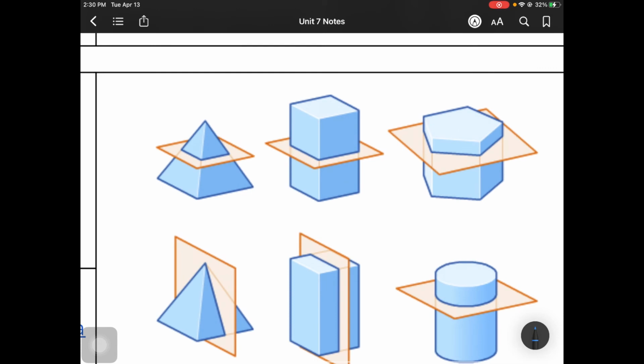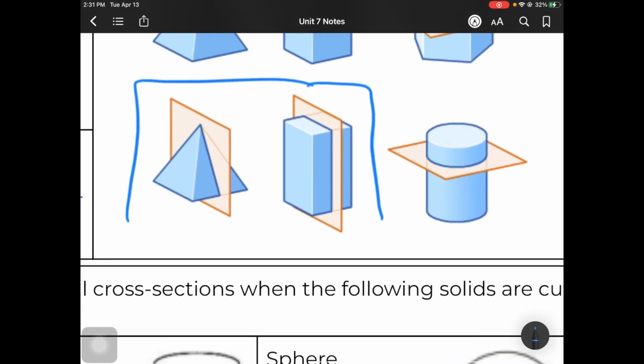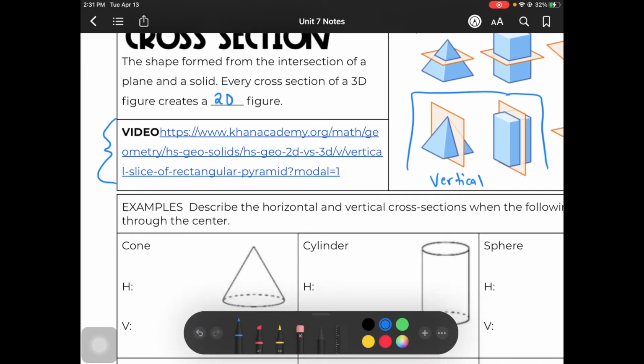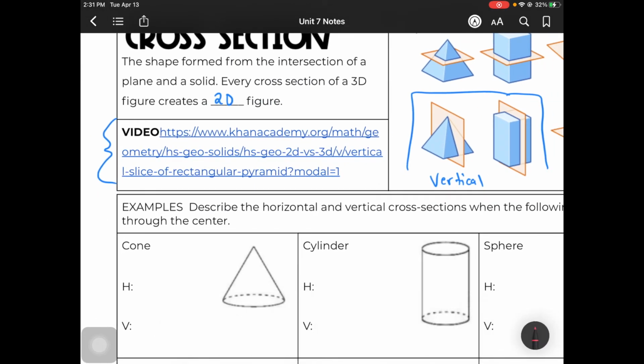Horizontally meaning like left to right. Okay, these top ones are all horizontal cross sections. And then up and down, these two, not this one, but these two, are vertical cross sections. All right, top to bottom. All right, so I'm going to kind of illustrate this as we go.